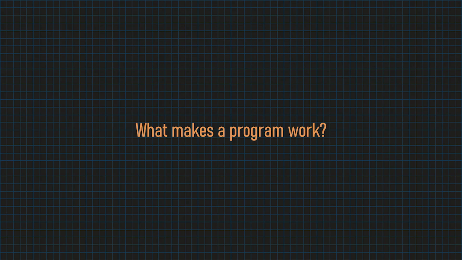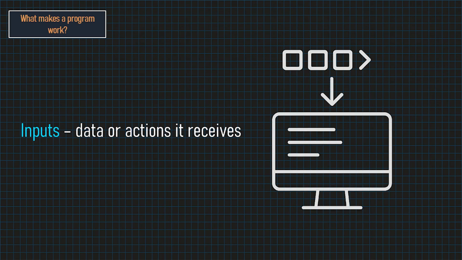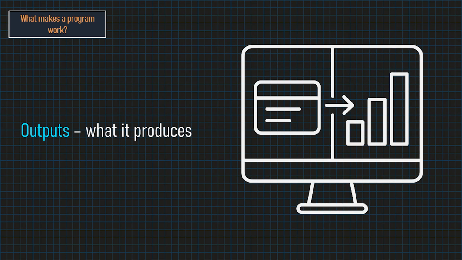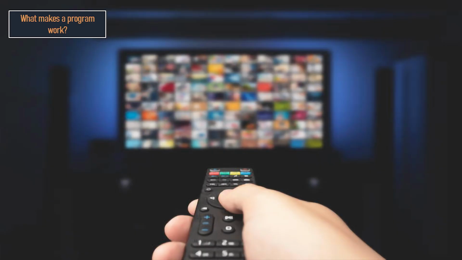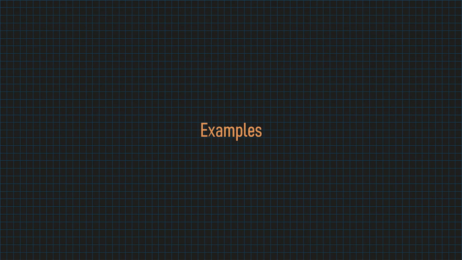So what makes a program work? Programs include 3 major parts. Inputs, which is data or actions that it receives, like pressing a button or numbers that come in. Processing, which is the logic or rules that it follows, like making calculations or comparisons. And finally, outputs, what it produces, like results on a screen or saved files. We'll explore more about all of these in later episodes, but every program follows this basic idea: input, then process, then output.